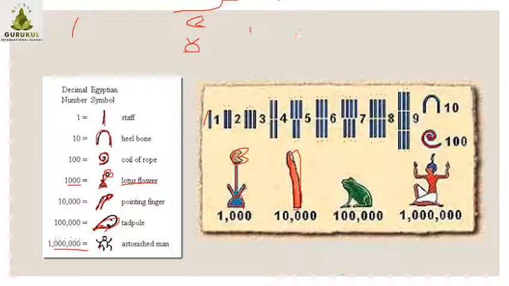Okay. So I'm enjoying teaching this. I don't know whether you are enjoying it. Okay. So we'll move to the next slide. Have you understood? I hope you have understood this.